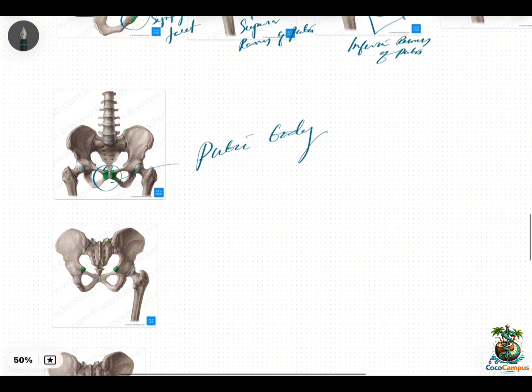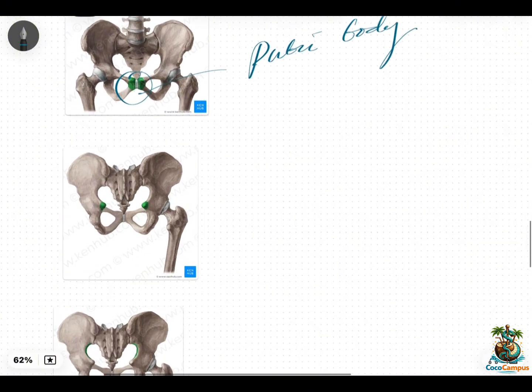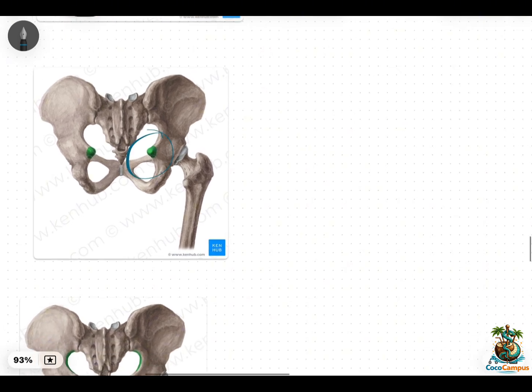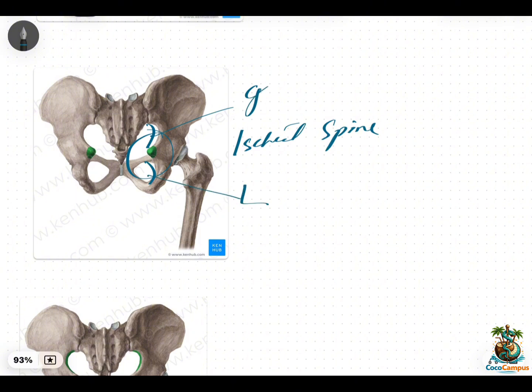Next, we have the ischial spine. It separates the greater and lesser sciatic notches, or sciatic, depending on whatever suits your fancy. Critical OB landmark. It defines station 0. If the fetal head reaches this spine, it's engaged. It's also the target for a pudendal nerve block.